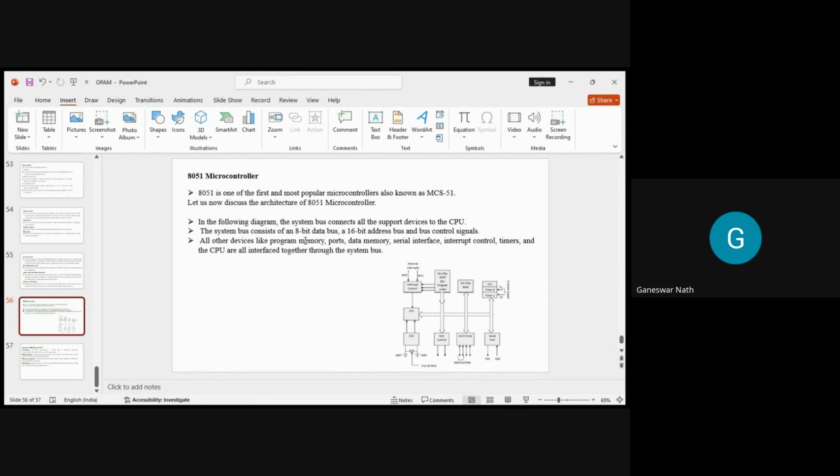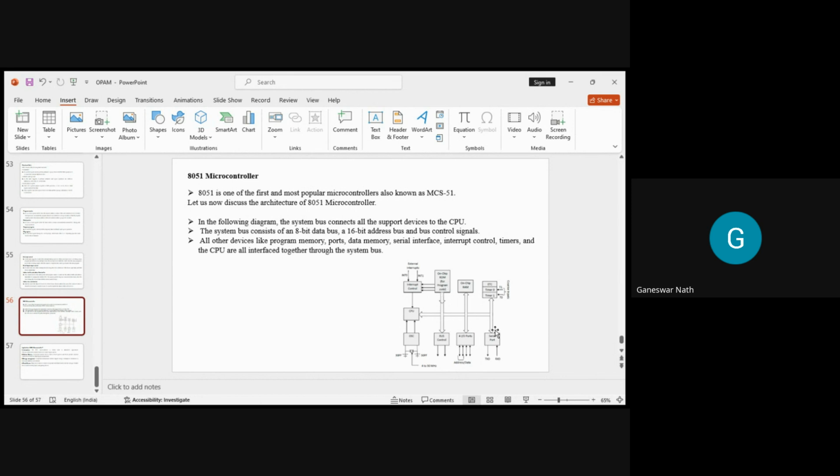This is also like a microprocessor. The system bus connects all the support devices, like the CPU. The system bus consists of an 8-bit data bus, a 16-bit address bus, and bus control signals. All other devices, like the program memory, port, data memory, serial interface, interrupt control, timer, and the CPU, are integrated together through the system bus.